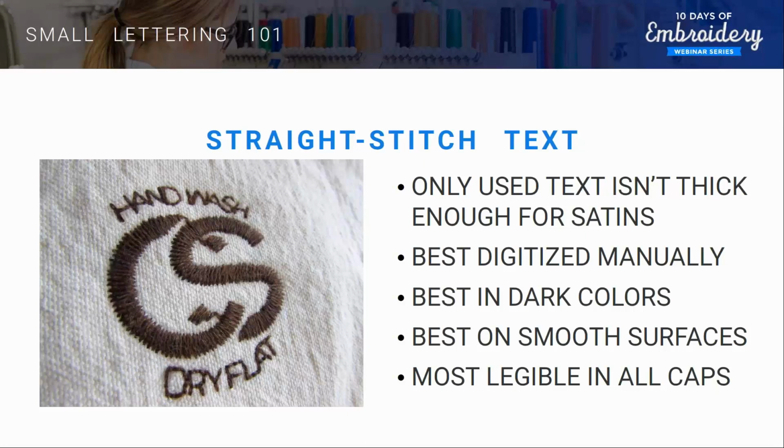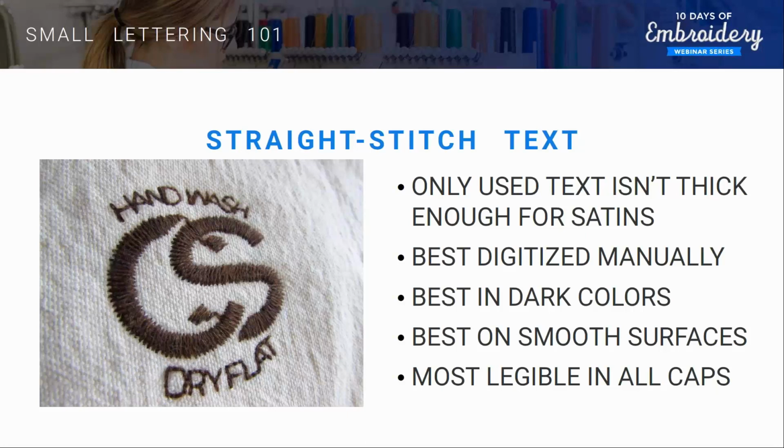But when we're talking about smooth surfaces, what I mean is if something has grain, like if it's a ribbed knit, then the vertical lines in a ribbed knit are often going to suck in the vertical lines that are in your straight stitches. So you're going to end up losing those vertical lines. When you do that, those pieces are going to disappear, and this text will look broken, won't be very legible.